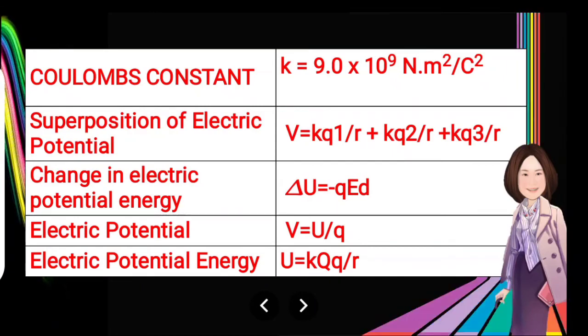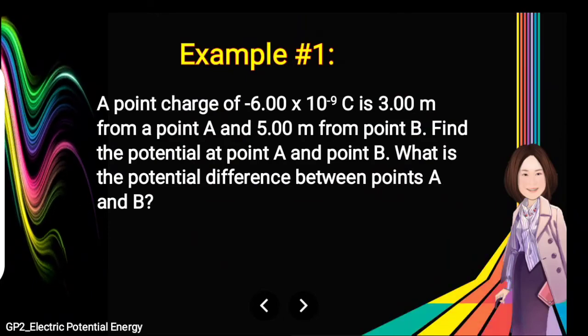Okay, to make it clear, we have here different formulas or different terms to consider, for you to not be confused in using those formulas. So we have here the Coulomb constant. K is equal to 9.0 times 10 raised to 9 Newton meter square per Coulomb square. For the superposition of electric potential, this will be the summation of all the different electric potentials. Change in electric potential energy. We also have electric potential, then electric potential energy. So let's have here an example.